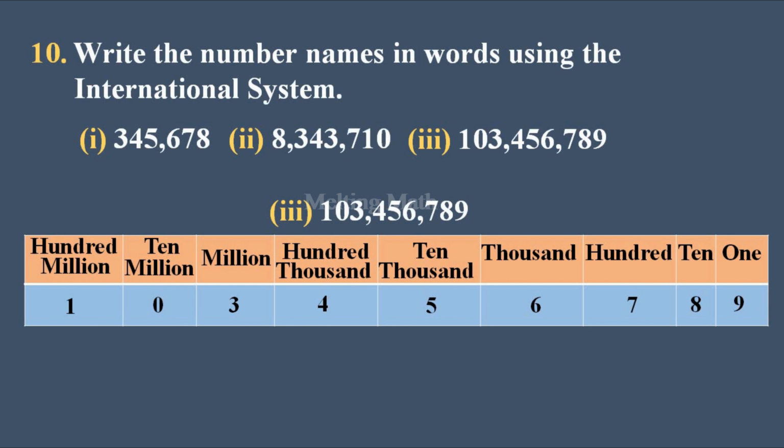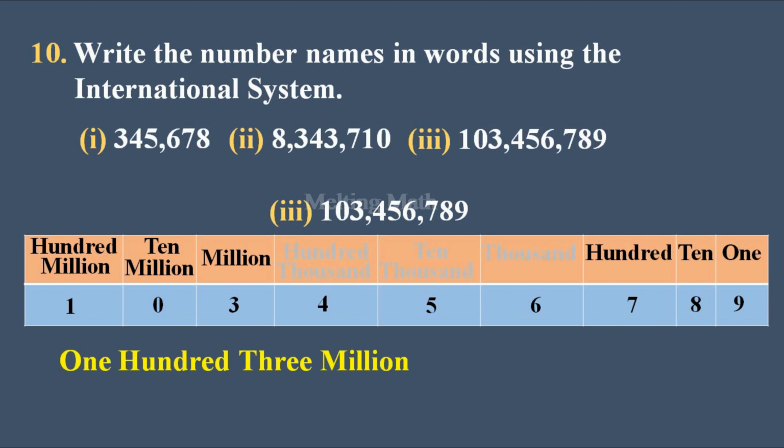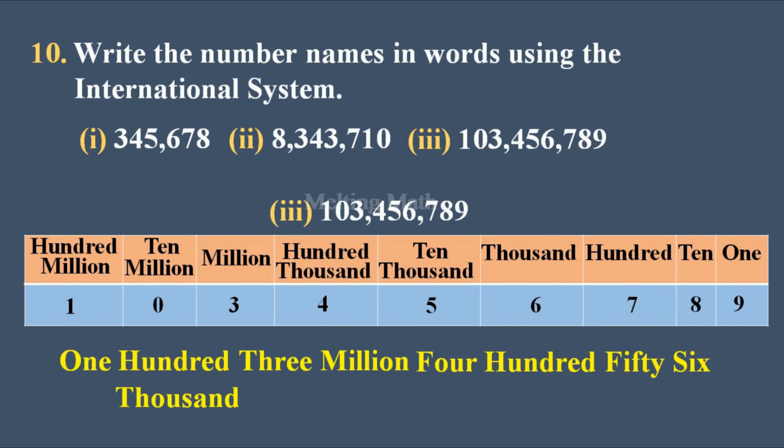Then we can easily write this number into words according to the periods of the international system. We know this 100 million, 10 million and million come under the million period. So here 103 is there. So just write 103 million. Then 100,000, 10,000 and thousands come under the thousands period. So here 456 is there. So just write 456,000.